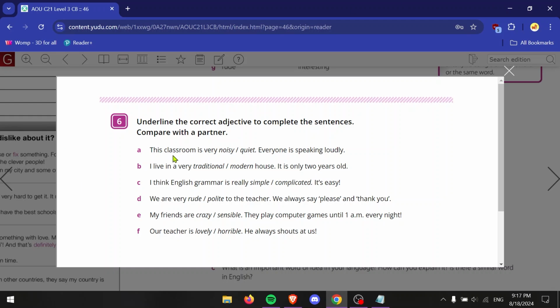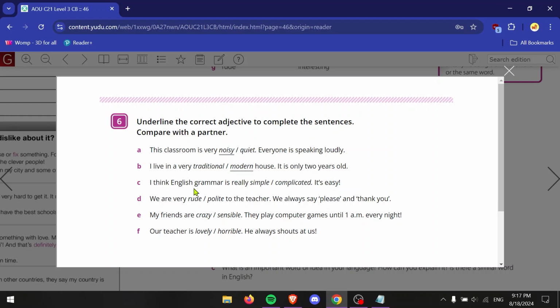So from this, the classroom is very quiet or noisy. I don't really get much, but because everyone is speaking loudly, aha, now it makes a lot of sense for it to be noisy. Make sense? All right. For B, I live in a very traditional or modern house. It is only 2 years old. 2 years old in real estate is nothing, so that is a very modern house.